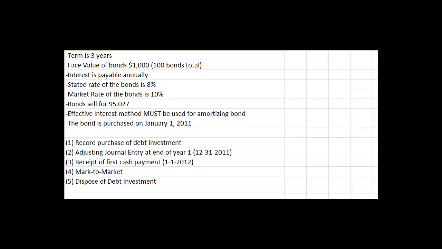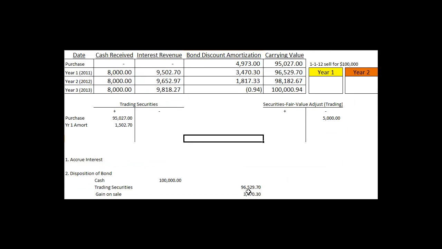The last part of the problem is to dispose of the debt investment, and it's the same requirement as it was for available for sale. We're selling it on the 1st of 2012, which would be right here, and we're going to get $100,000 cash for it. This is our trading security account at the end of the first year. It has a cost of $96,529, and so when we sell it, we get the $100,000 cash amount. We get rid of the trading security for the total amortized cost, and we book an actual gain on sale, which does come through the current income statement, even though we've had a $5,000 unrealized loss from the prior statement. This year we have a gain of $34.70.